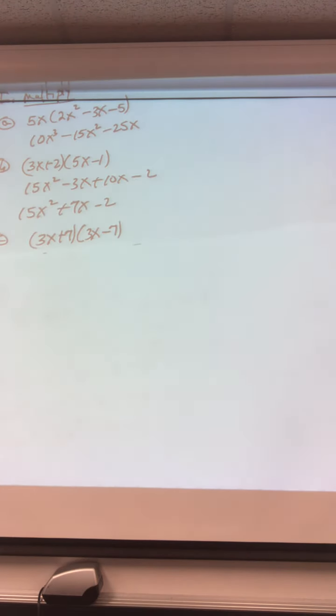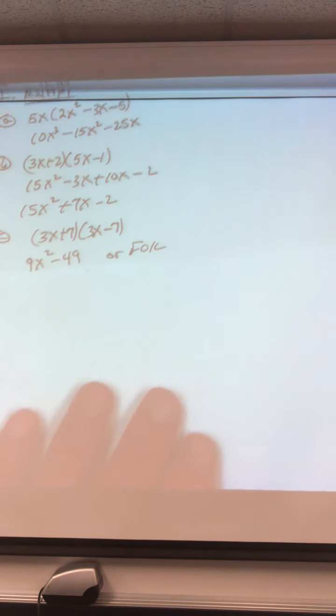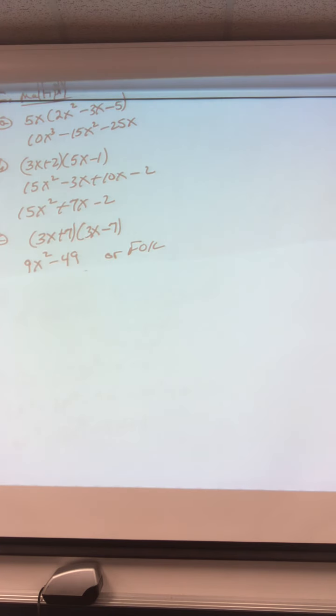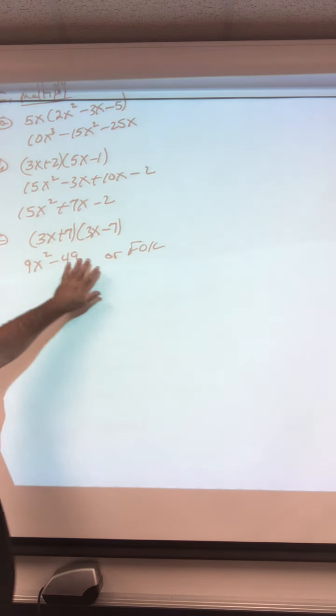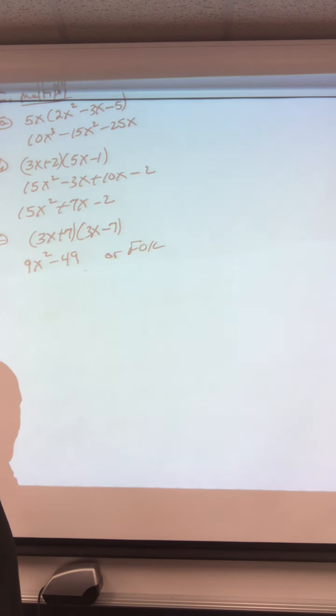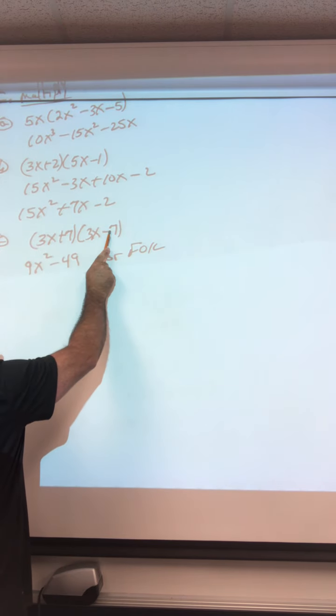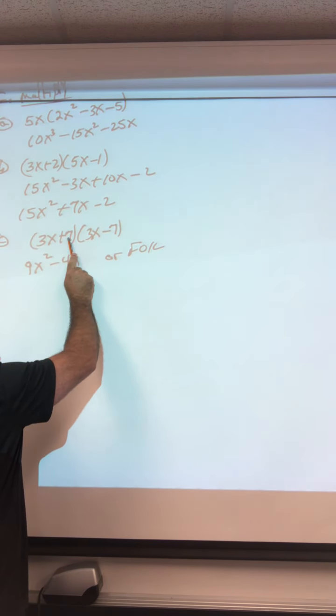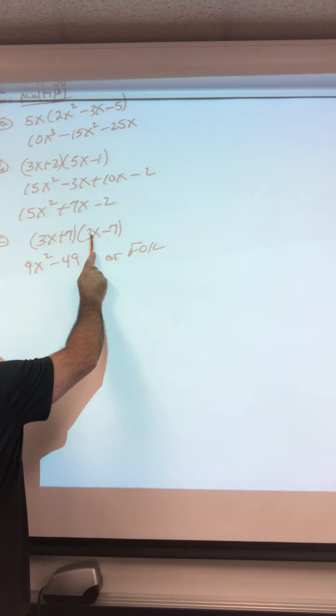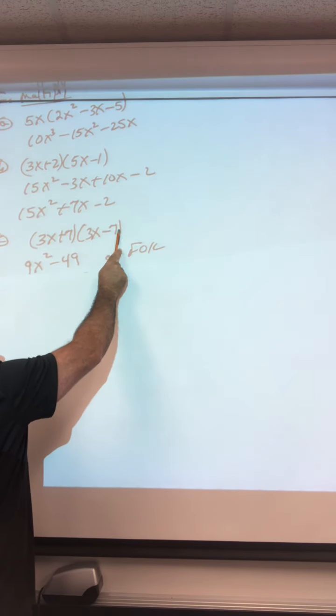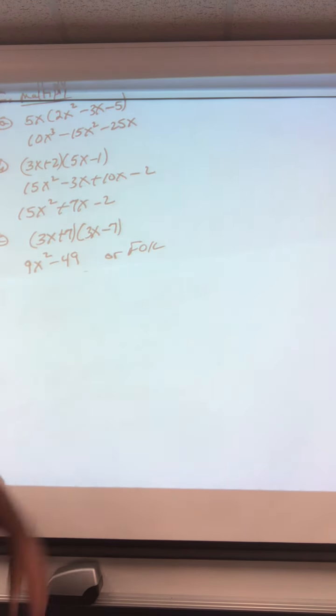So if I do it the shortcut way, I get that. Now you say, Mr. Under, what if I get on a test and I forget to do that shortcut? Can you still do the FOIL method? Yes. You get 9x squared minus 21x plus 21x, and the 21x's add out, and then minus 49. So you're still going to end up with 9x squared minus 49 either way.